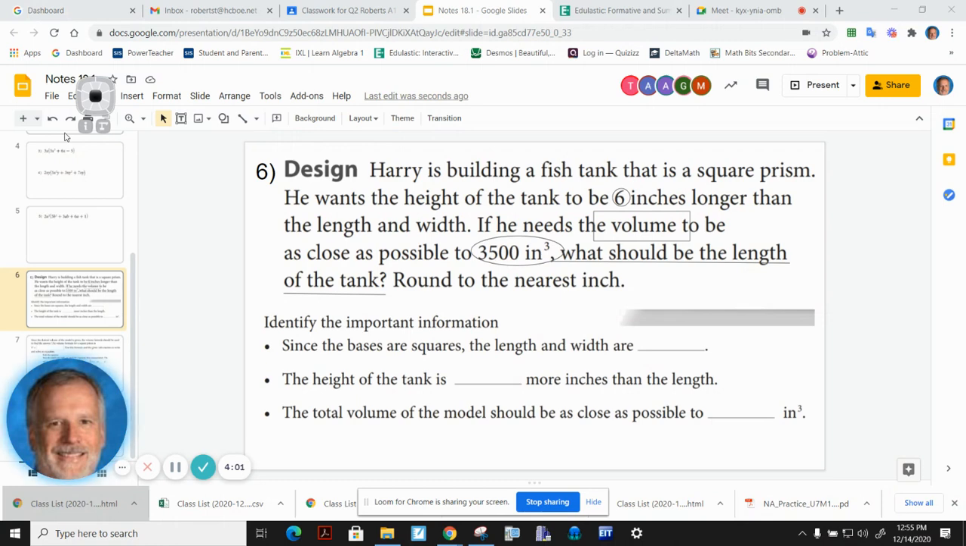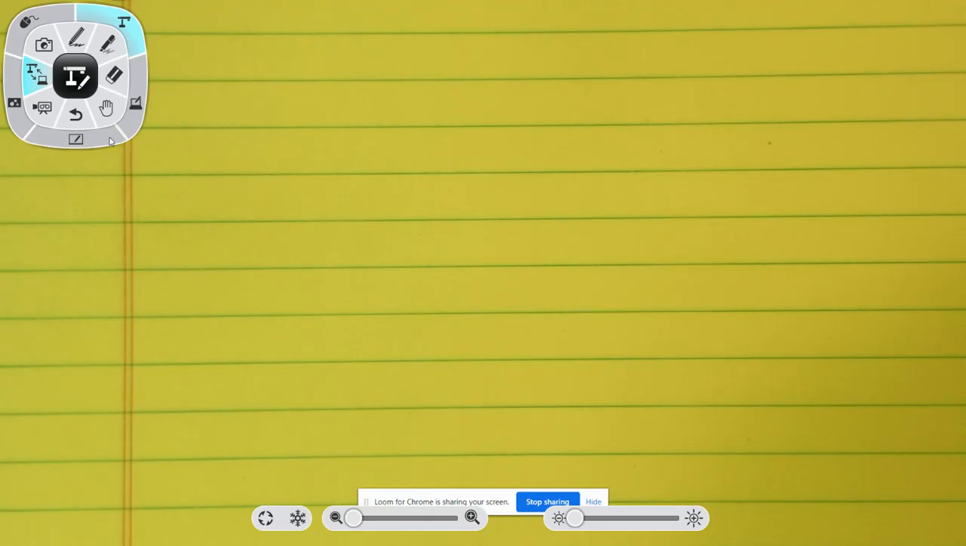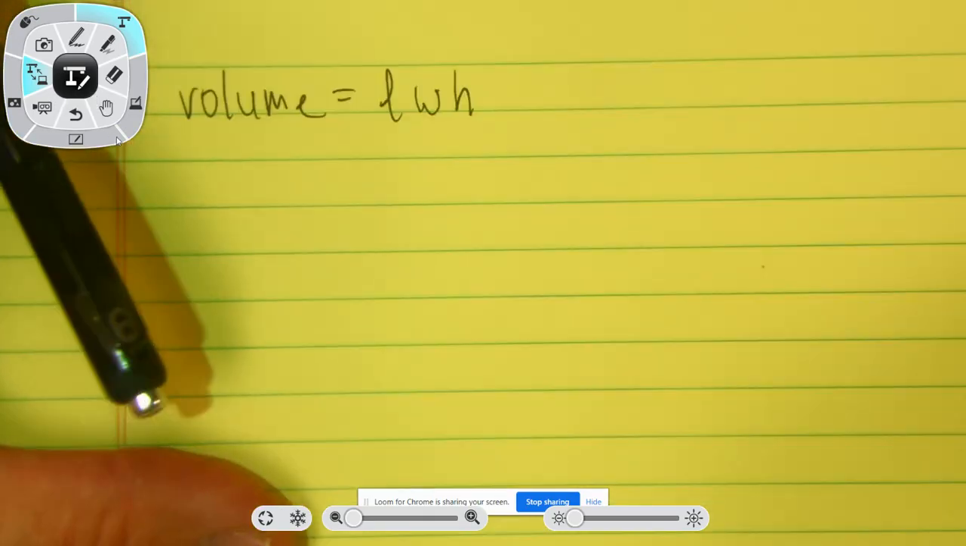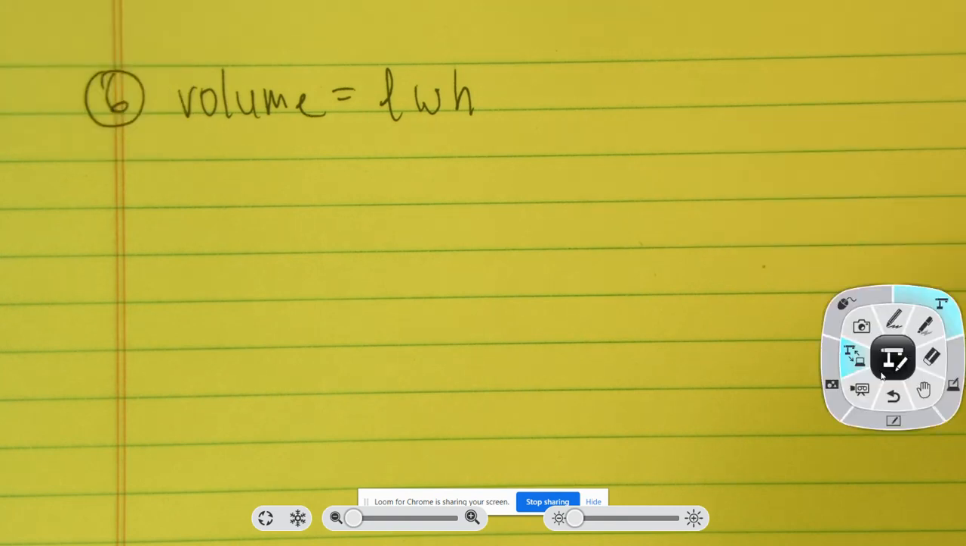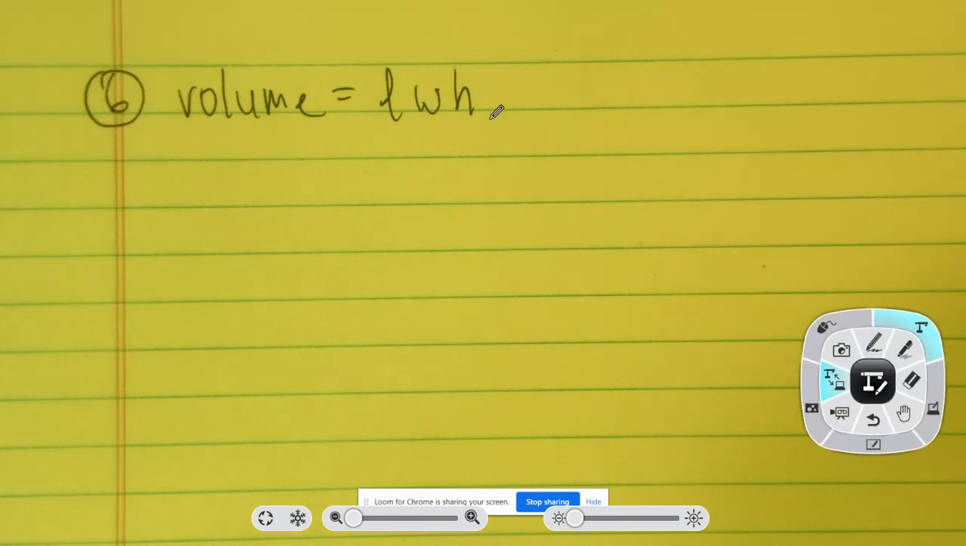So when I look at this problem, the thing I look at is that I know to find volume, I have to multiply length times the width times the height. So I know that right off the bat. So the first thing I wrote down was, in order to find the volume, I've got to multiply length times width times height.